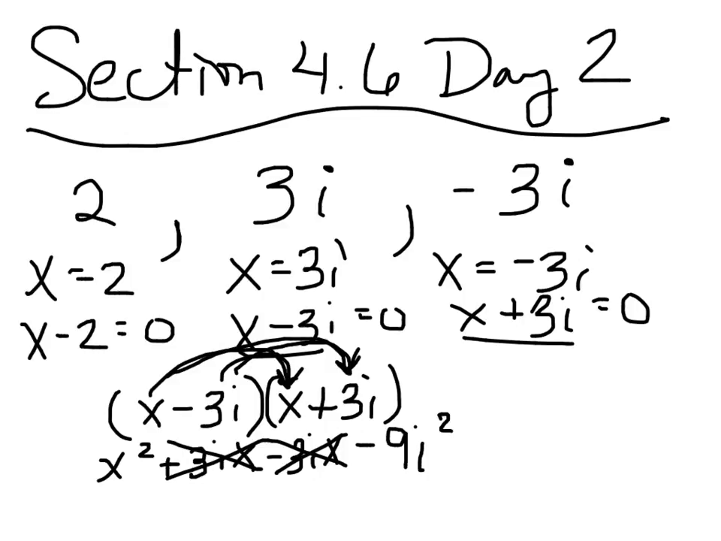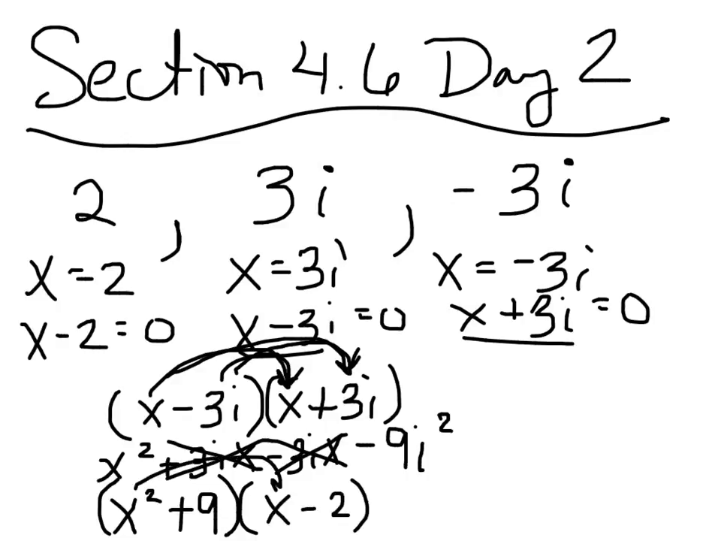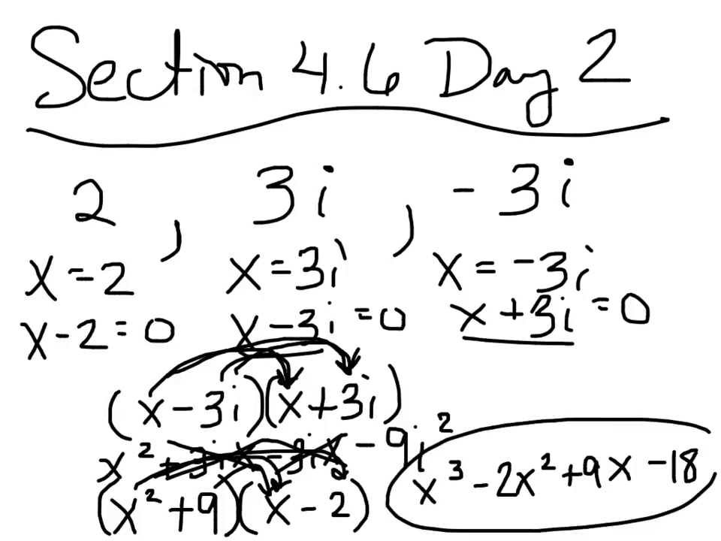So anytime I see an i squared, I'm going to replace that with a negative 1, which means on this part, it's negative 9 times negative 1. What's 2 negatives? Yep. So I get x squared plus 9. And then I have to multiply that by x minus 2. What's x squared times x? What's x squared times negative 2? What's 9 times x? And 9 times negative 2? Negative 18. And you did a great job.